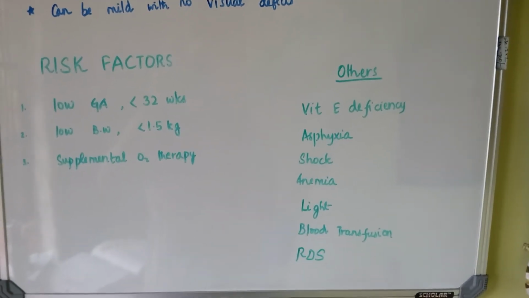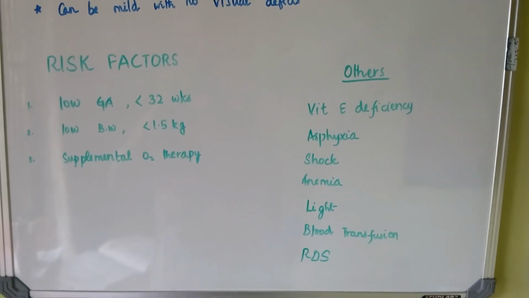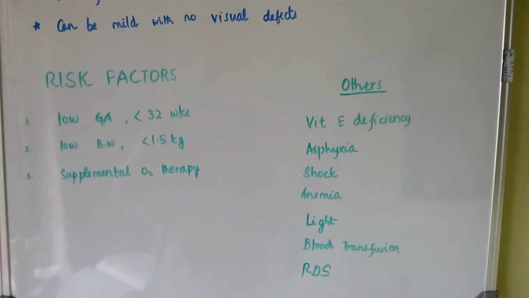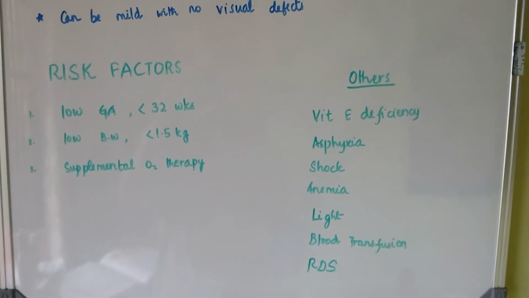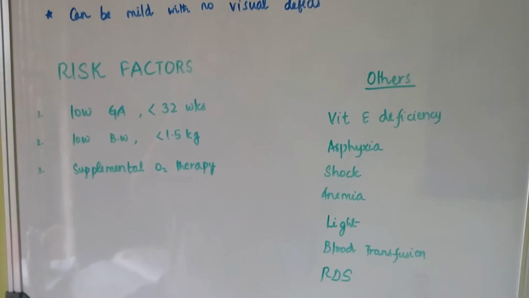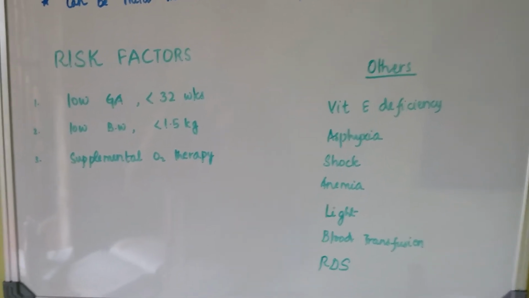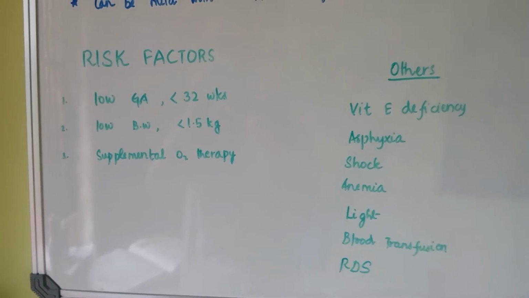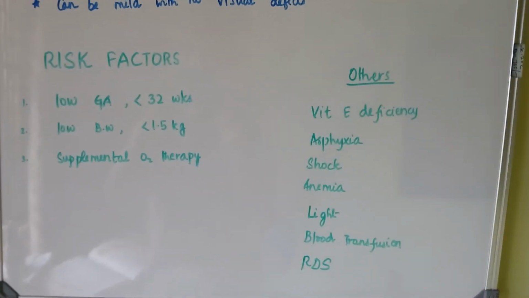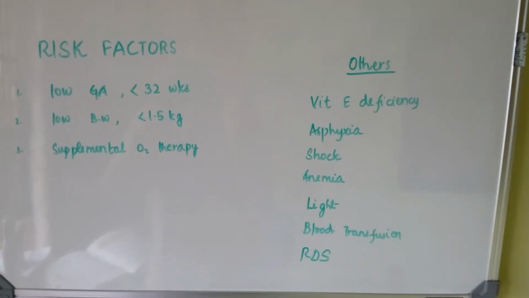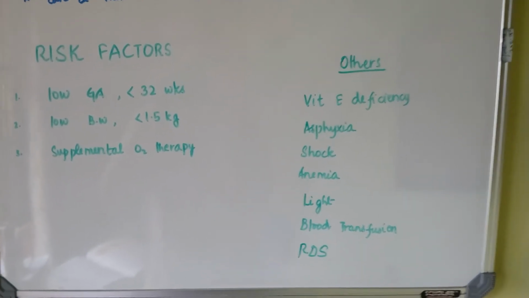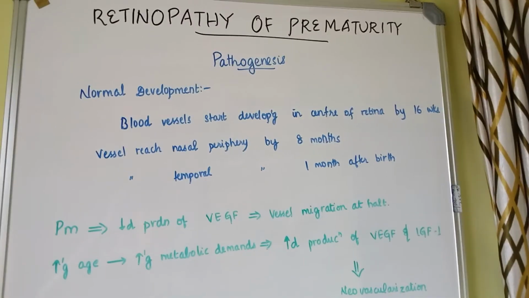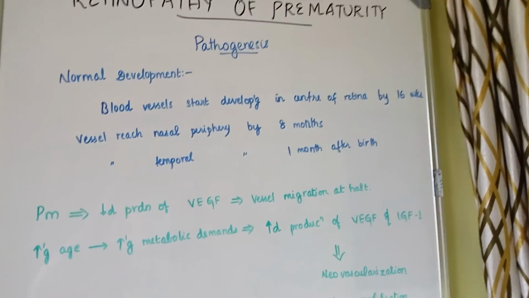Other proliferative retinopathies are diabetic retinopathy and sickle cell retinopathy, which will be dealt with in subsequent videos. The reason supplemental oxygen causes retinopathy is that excessive oxygen will cause vasoobliteration in the immature retina. The details are given in the pathophysiology. Let's see the pathogenesis of retinopathy of prematurity.